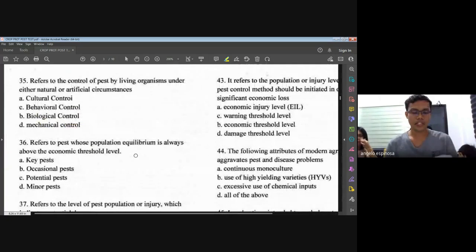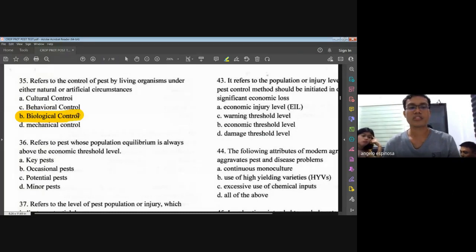Next, number 35 refers to the control of pests by living organisms under either natural or artificial circumstances. The correct answer is letter B, biological control. Okay, that is biological. Kumbaga siya biological control because pests by living organisms under either natural or artificial circumstances. Ano yung natural artificial circumstances? That could be a biological or life-to-life na pest, no, control of pest. Control of pests by living organism. The word is living organism. And that is referring to life. Okay? So that is biological control.